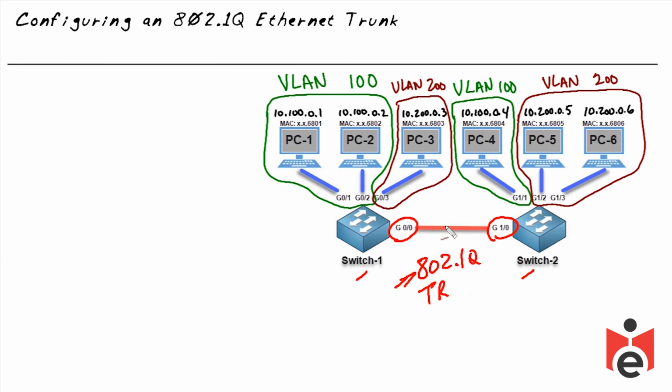and specify that we want to use 802.1q tags and that protocol for trunking. And in addition to specifying the protocol we want to use for the trunking, we also want to tell these two ports specifically that they are to behave as trunks.